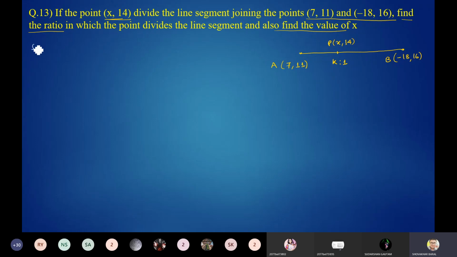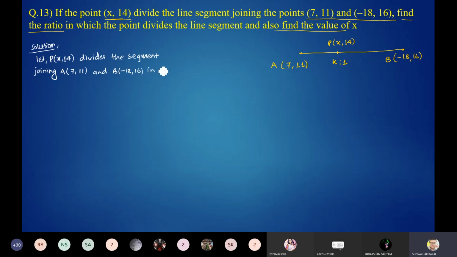Let's do it. Solution. Let P x, 14 divide the line segment joining A 7, 11 and B -18, 16 in the ratio K is to 1.